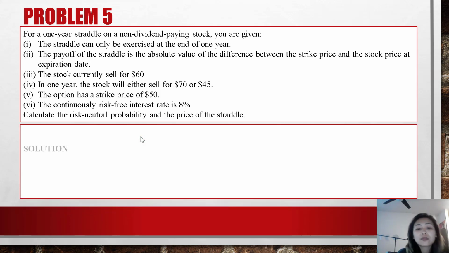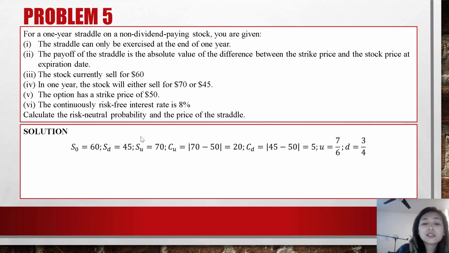So, for this case, I'm going to use the second method, the risk-neutral probability, because the question also asks for it. But let's summarize the question. S0 is 60, the current stock price. SD is the lower stock price after a year, 45. SU is 70, of course. And the straddle is set up so that the payoff should be the absolute value, not the regular way to calculate the payoff.